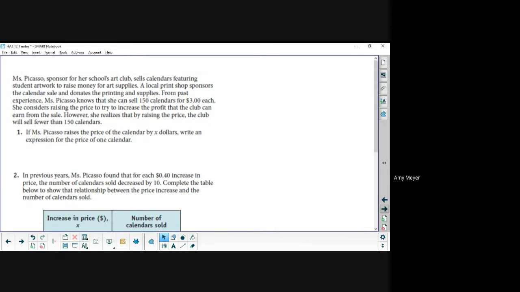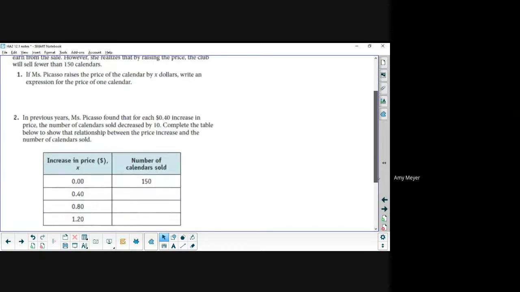Does this word problem make sense? It's not super tricky. This is the word problem we're going to talk about all hour. So we have calendars. Currently, they're $3, and we'll sell 150 if we keep that the same. She could raise the price, make more money, but then she's going to sell less of them. So does she really make more? It's kind of hard to tell. That's what we're going to talk about this lesson.